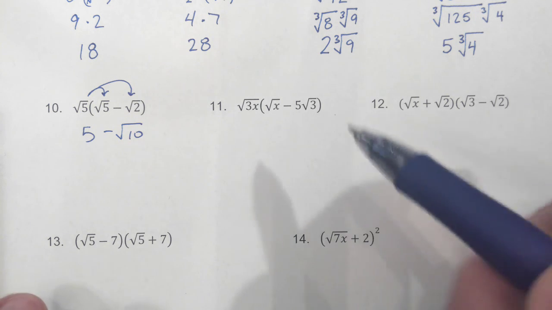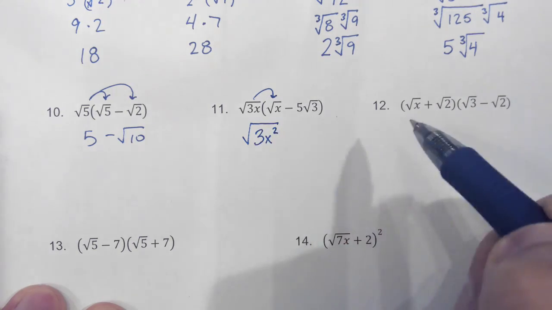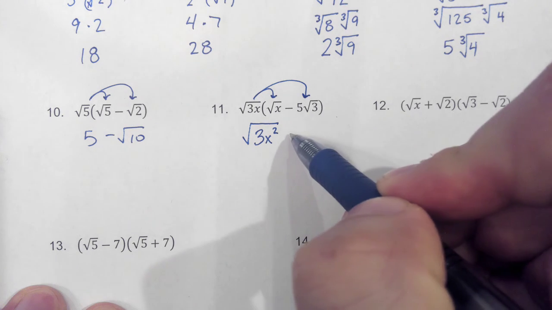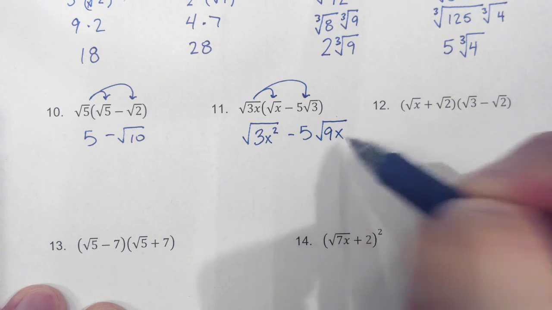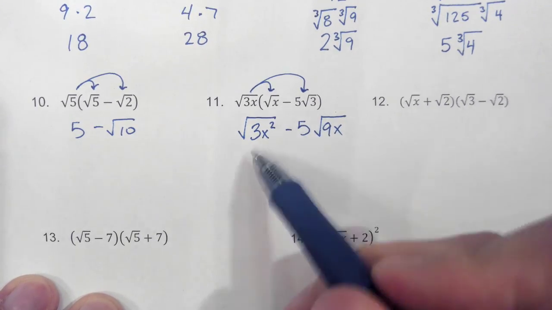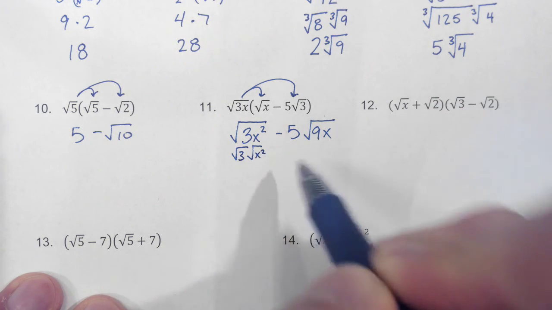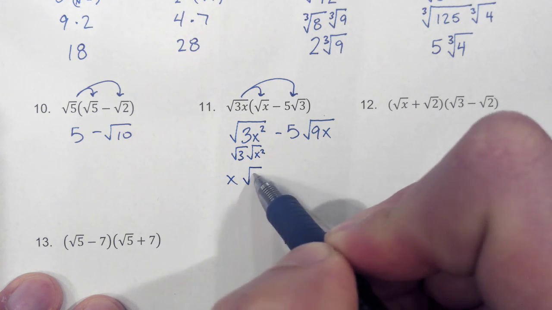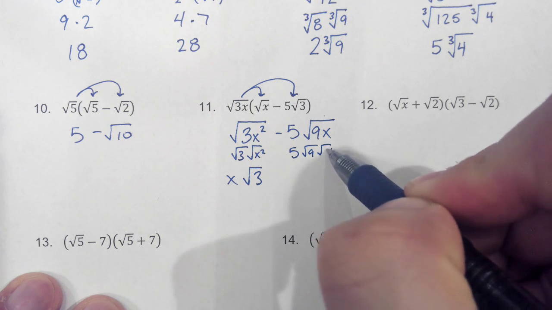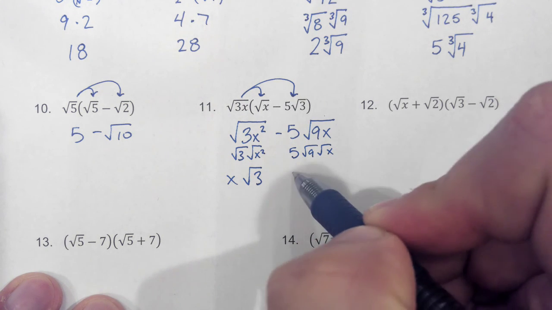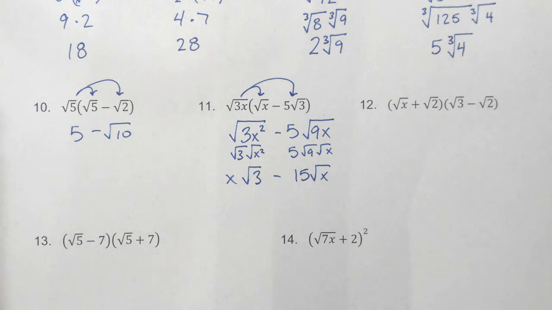All right, number 11 here, we'll distribute as well. 3x times x is 3x squared. And then that times itself, the 5 would still be on the outside. 3 times 3x is going to be 9x. So this one's going to be a little more complicated to simplify. If we think of this one as the square root of 3 times the square root of x squared, the square root of x squared is going to be x, so that's x square roots of 3 in the correct order. That one we have the square root of 9 and the square root of x. The square root of 9 is 3, so 5 times 3 gives us 15 square roots of x. Those don't go together, so that's as far as that one will go.